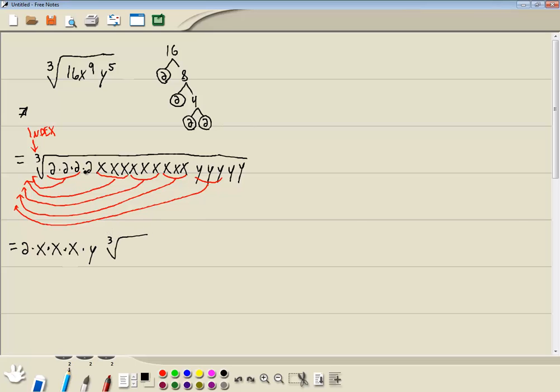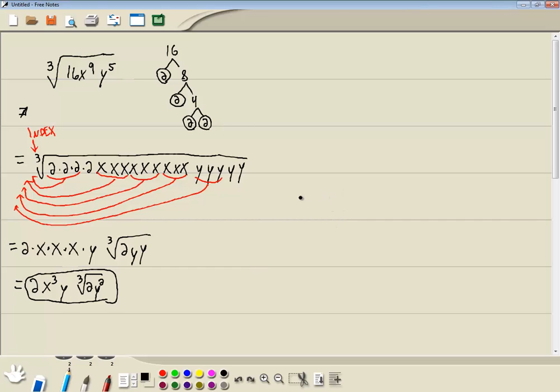Let's see what's left inside. We're left with a 2. There's no x's left, but there's 2 y's, so I got y and y. Now notice when these came out, they came out with multiplication in between them. So we've got 3 x's, so we've got 2x to the third y, cube root of 2y squared. And that's our answer.